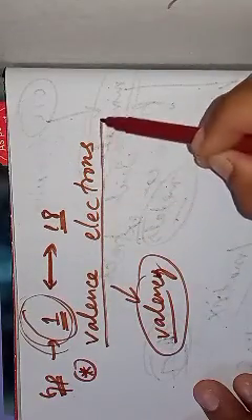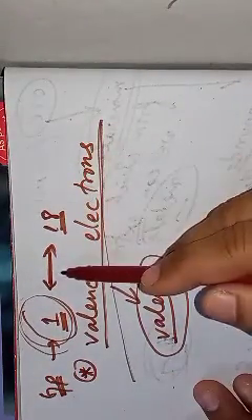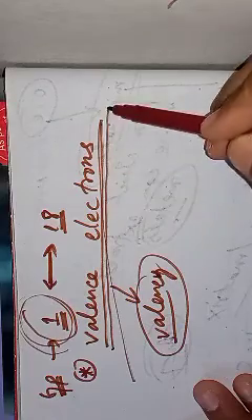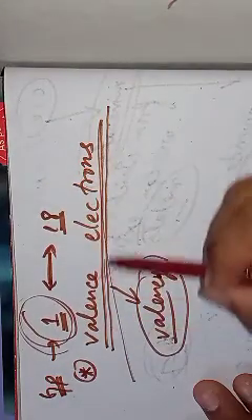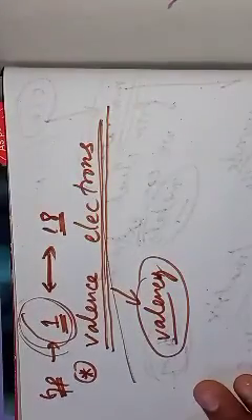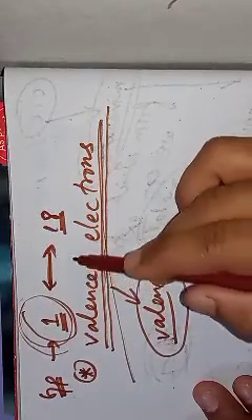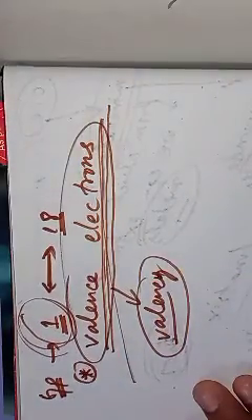they have the same valence electrons. The second group elements, they have the same valence electrons. The third group elements, they have the same valence electrons, and so on. Okay, and valency. So what is the meaning of valence electrons? Valence electrons means number of valence electrons.